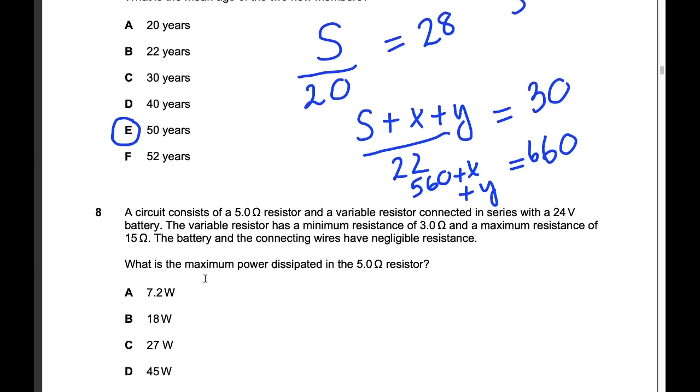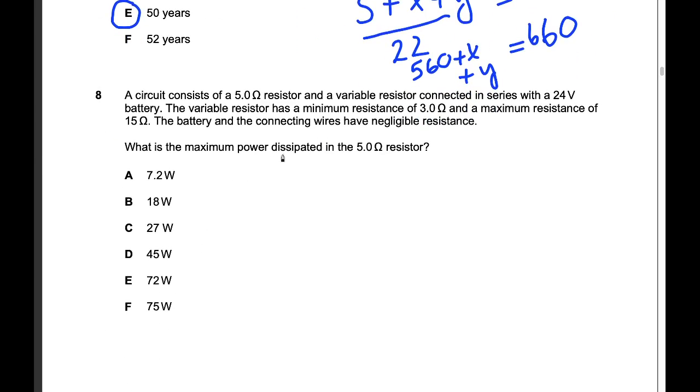A circuit consists of a 5 ohm resistor and a variable resistor connected in series with a 24 volt battery. The variable resistor has a minimum resistance of 3 ohms and a maximum resistance of 15 ohms. The battery and the connecting wires have negligible resistance. What is the maximum power dissipated in the 5 ohm resistor?